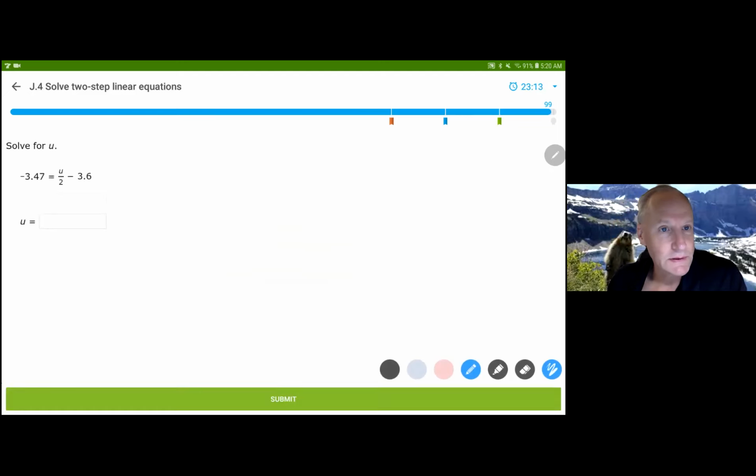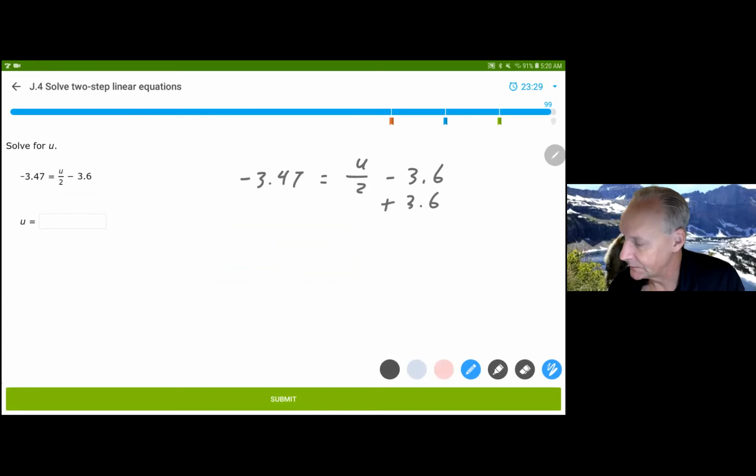And one last one. This time we're going to add 3.6 and then multiply by 2. So let's take our negative 3.47 is equal to u over 2 minus 3.6. Add 3.6. And notice that it's upside down. The larger number, the positive 3.6, is on the top and the negative's on the bottom. But if I'm really tricky, I could subtract upside down, couldn't I?